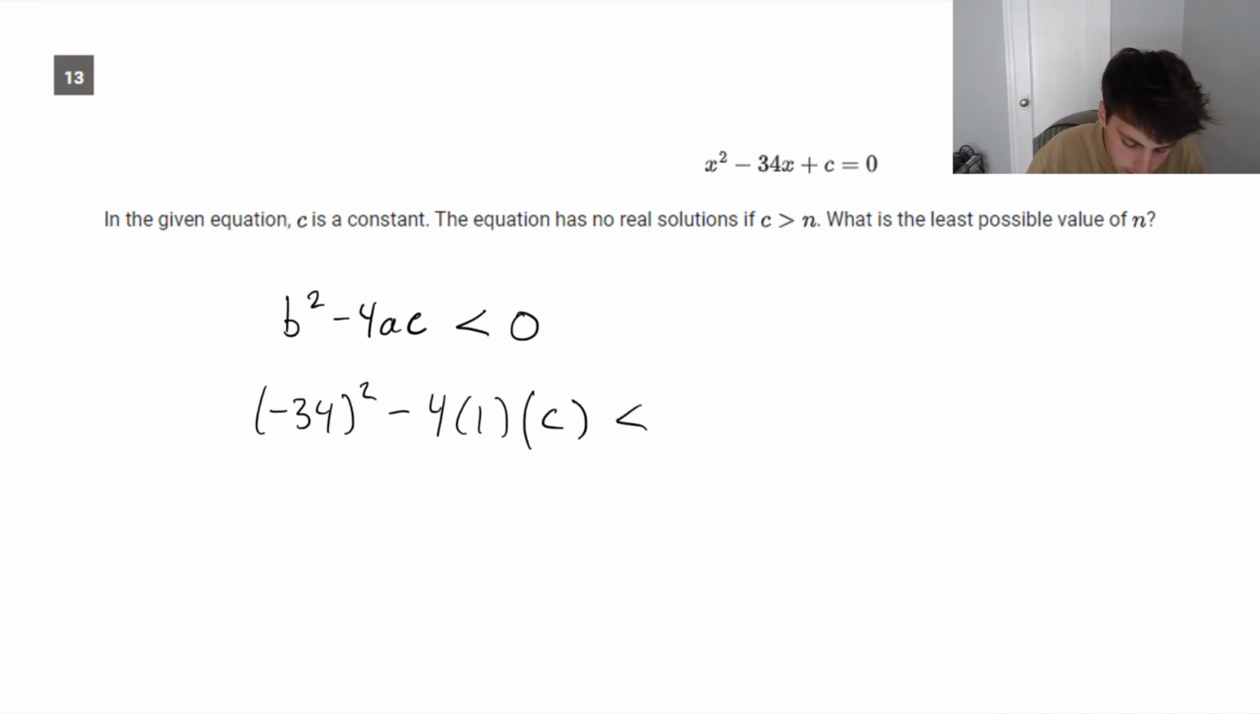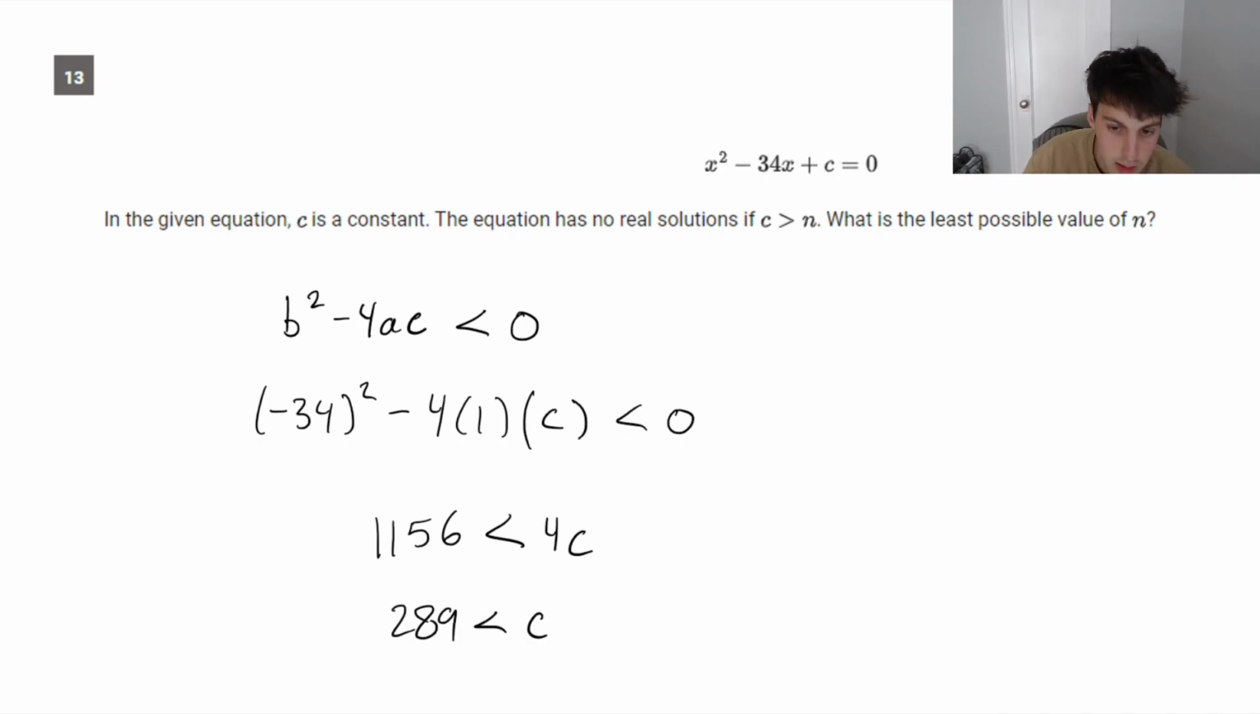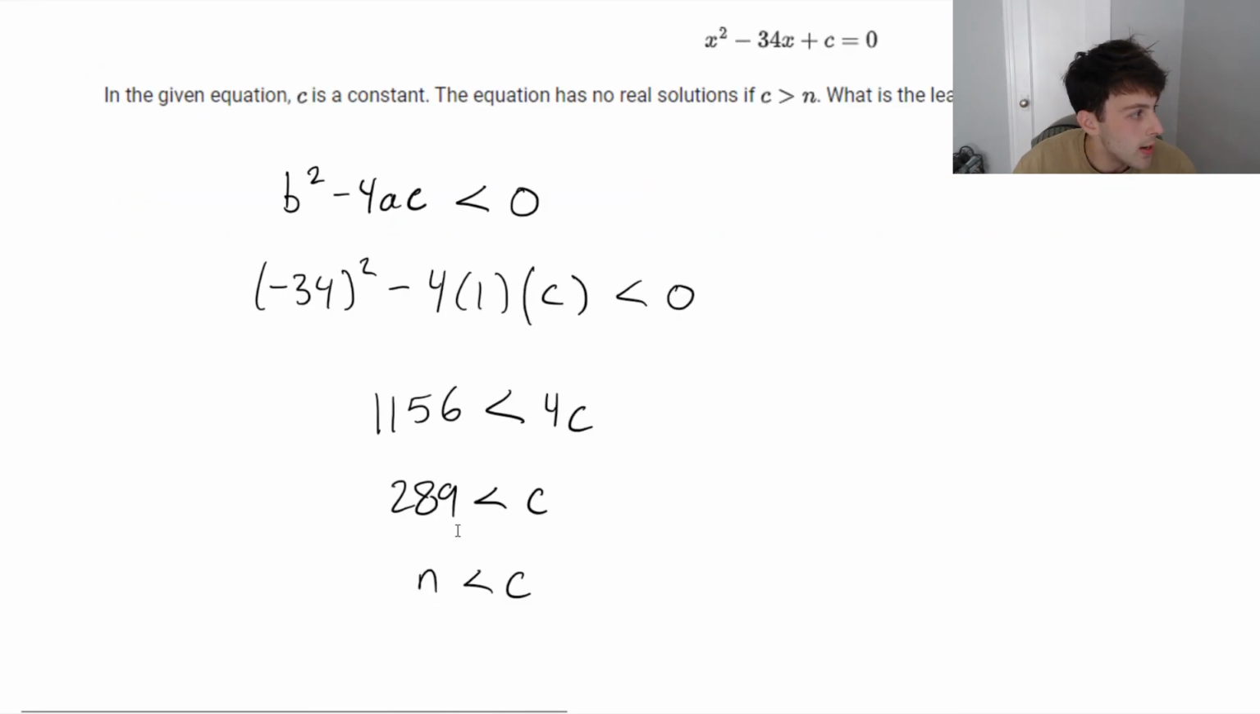And then we get, okay, well, 34 squared is going to be 1,156. Okay, and this is greater than, let's move to the other side, 4c. And we get 289 is greater than c. So it's asking us what is the least possible value for n? Well, we can see that this is when c is greater than n. So n is 289. And we can verify this with Desmos too.